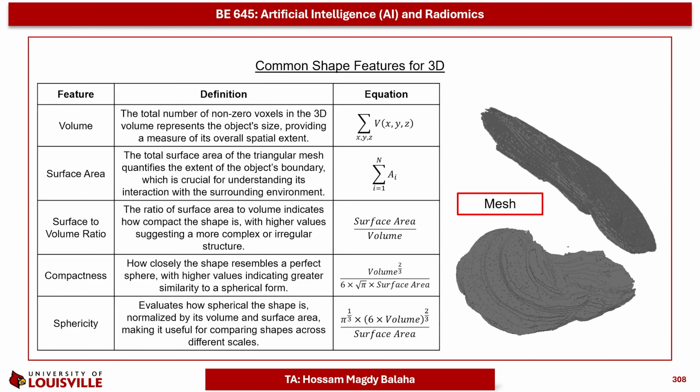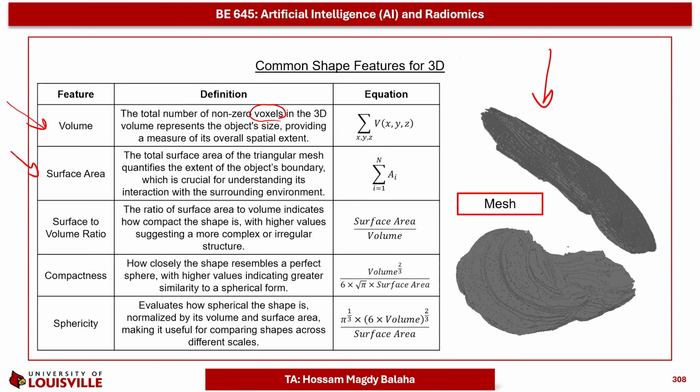Now we need to extract features from that mesh. There are different common shape features for 3D, such as the volume. We are getting the summation of the non-zero voxels in the 3D volume, and we say voxel here because we are dealing with X, Y, and Z.